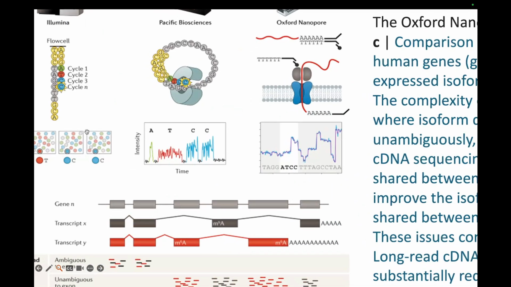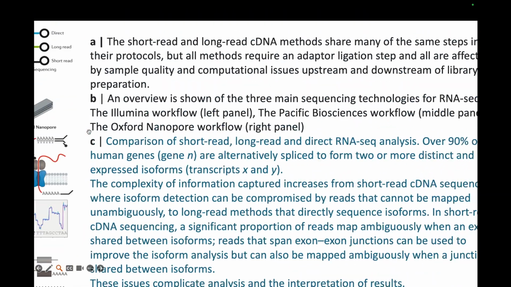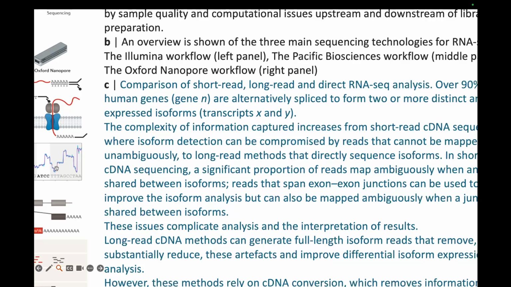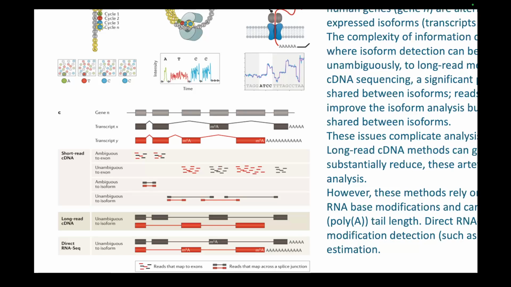And if you see here, you can have different types of short read, long read, and direct RNA-seq analysis. The complexity of information captured increases from short read cDNA to long read methods that directly sequence isoforms. In short read cDNA sequencing, a significant portion of the reads map ambiguously when an exon is shared between isoforms. Reads that span exon-exon junctions can be used to improve isoform analysis, but can also be mapped ambiguously when a junction is shared between these isoforms.